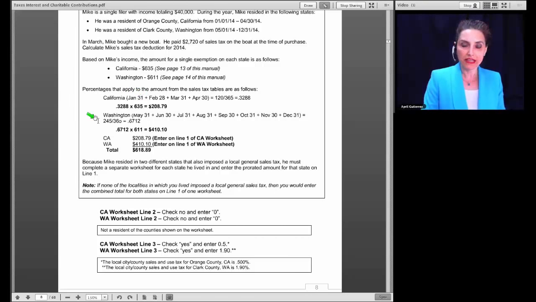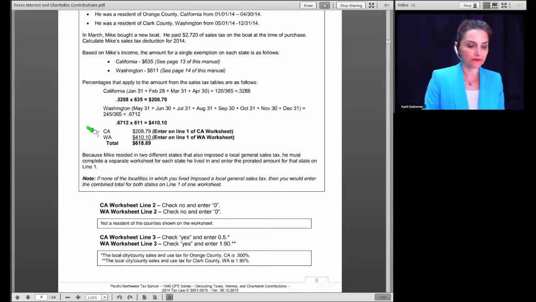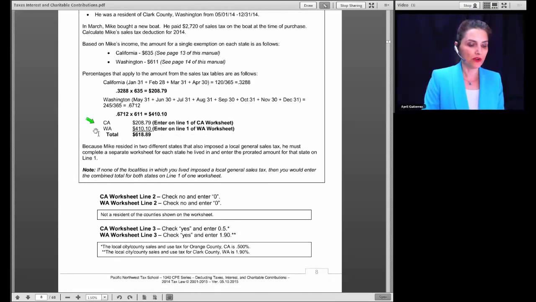We repeat this same procedure for Washington State, but of course he was in Washington longer, and so it turns out that 67.12% of his year was spent in Washington State. So we're going to take 0.6712, multiply that by $611 for Washington State, and when we do that we get $410.10. We now take California of $208.79. We add that to Washington at $410.10, and we get $618.89.